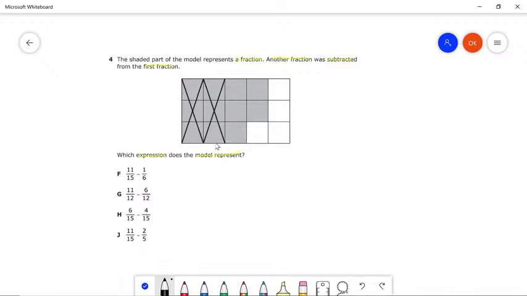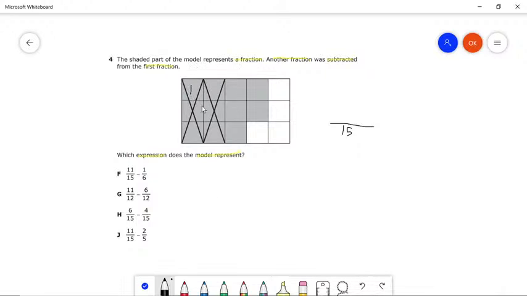So let's take a close look at this model. So we see that there are 15 parts. So we already know that this fraction is going to be 15. 15 is going to be the divisor, because that's the number that we're dividing the whole. And it said the shaded part of the model represents a fraction.